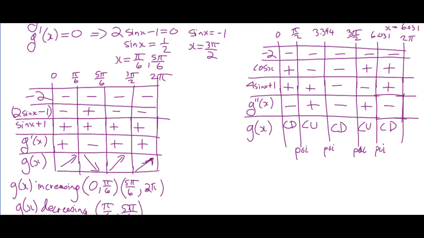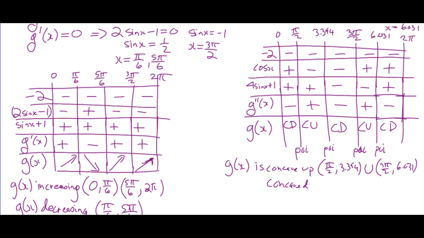Okay. So g of x is concave up on the interval pi over 2 to 3.394 and 3 pi over 2 to 6.031, and it's concave down on 0 to pi over 2, and 3.394 to 3 pi over 2, and 6.031 to 2 pi.